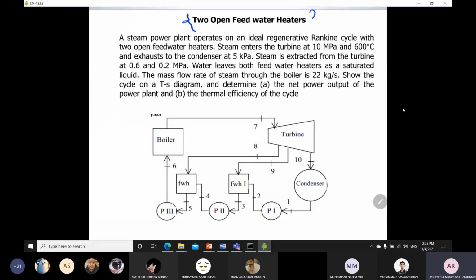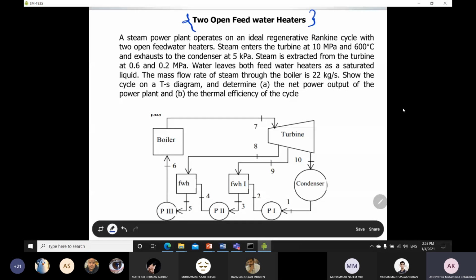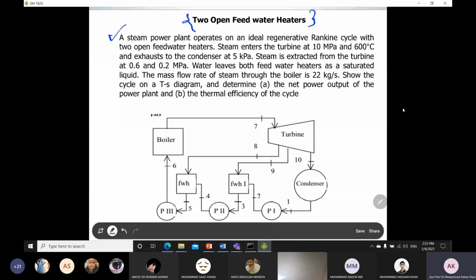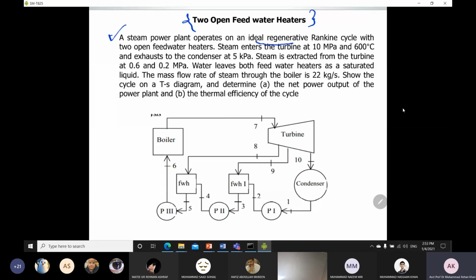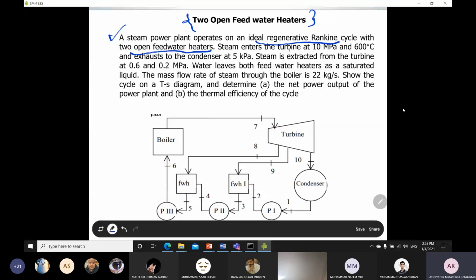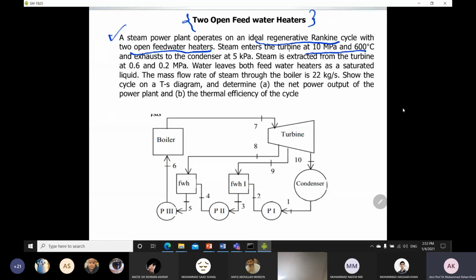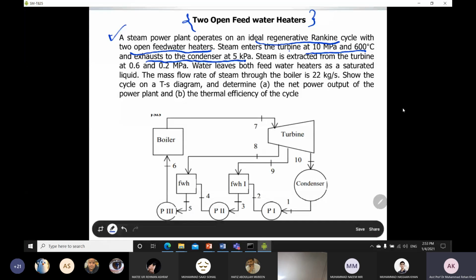First you have to read the statement for this problem. It is mentioned that a steam power plant operates on the ideal regenerative Rankine cycle with two open feed water heaters. Steam enters the turbine, and it can be any number, 3, 4, 5, at 10 megapascal and 600 degrees Celsius and exhausts to the condenser at 5 kilopascal. So your higher temperature and pressure, which are P7 and T7, are known to you, and your lower pressure, the condenser pressure of 5 kilopascal, is also known from the question.